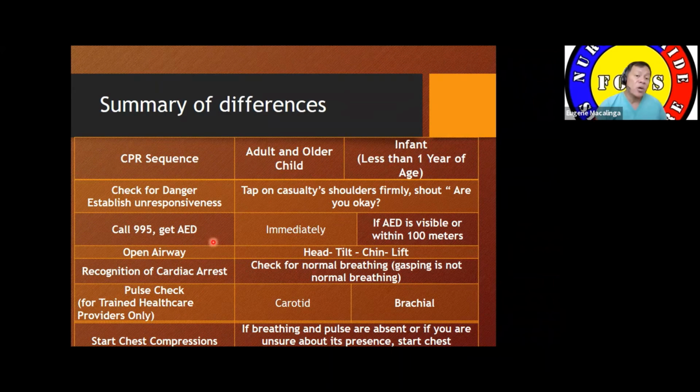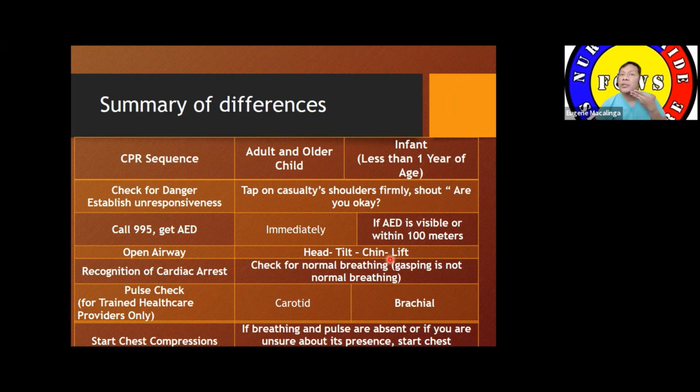Or you can say please call 995 and get me an AED. Okay, so short and sweet. You have to do this immediately. You have to open the airway. And what is the technique? We say a head tilt chin lift. Please remember this. This is a must know. Head tilt chin lift. The staff will show you how to do it properly.